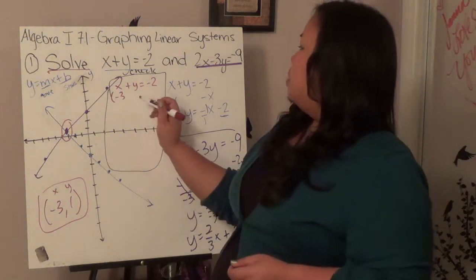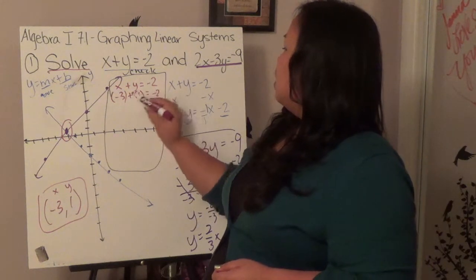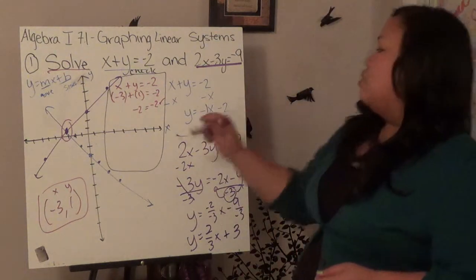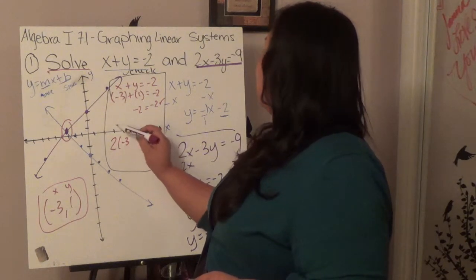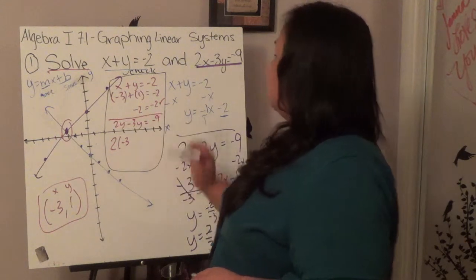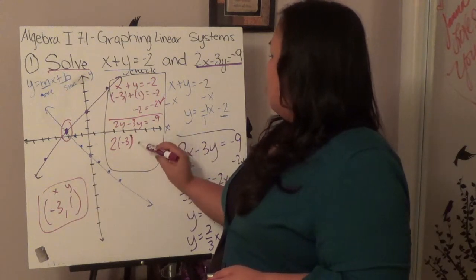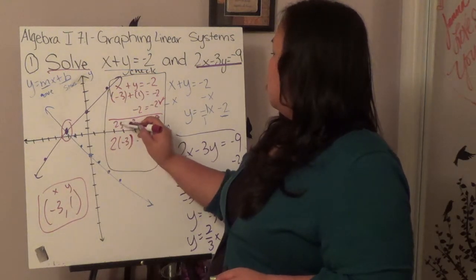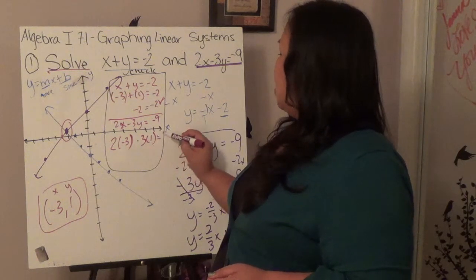Okay, x plus y, so negative 3 plus y, which is 1, equals negative 2. Negative 3 plus 1, negative 2 equals negative 2. Check. Okay? Same thing should go for the other side. If I do 2 times negative 3, this is 2x minus 3y equals negative 9. Okay? Check. 2 times negative 3 minus 3 times 1 should give me negative 9.